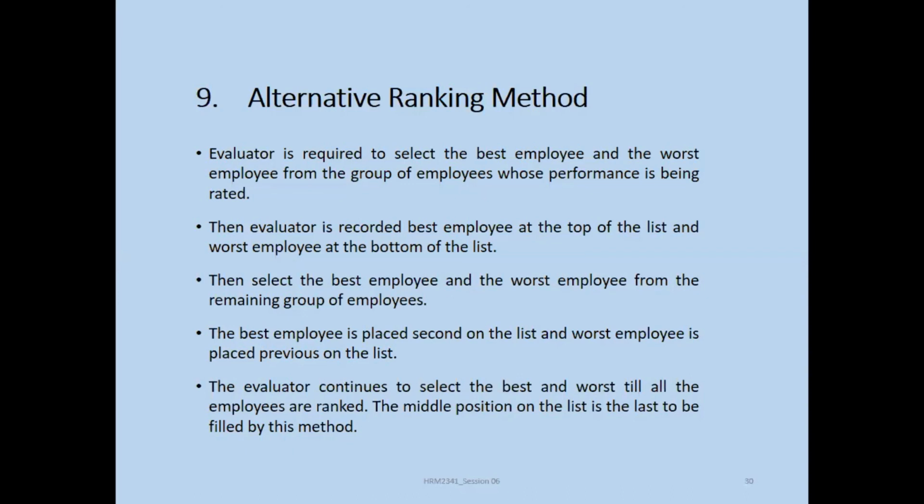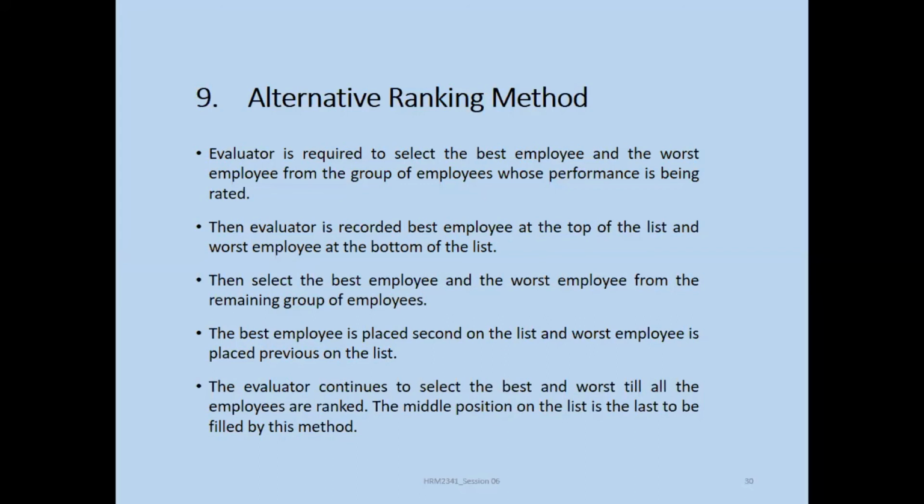Ranking starts from rank 1 and the last rank. The second step is rank number 2 and the next to the worst employee. Likewise, we can evaluate continuously, selecting the best and worst employee until all the employees are ranked. The middle position on the list is the last to be filled by the evaluator.